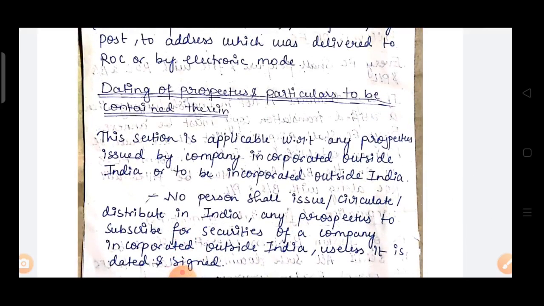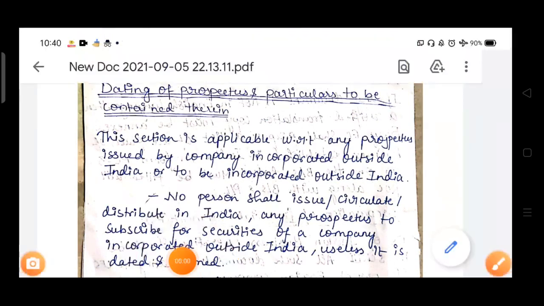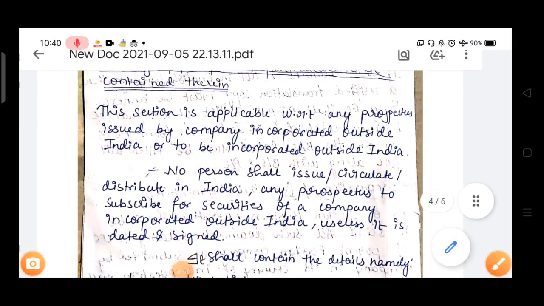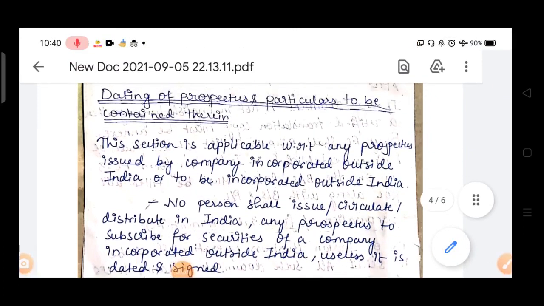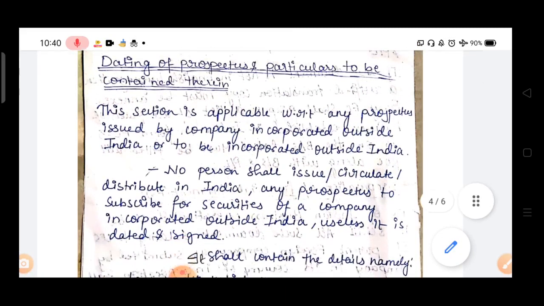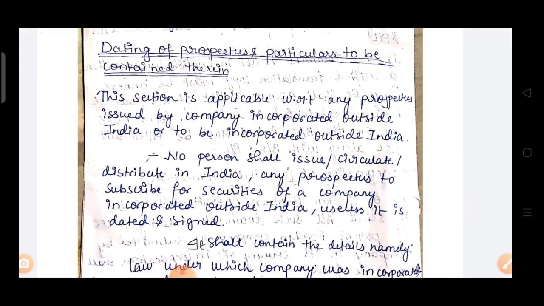Now, dating of prospectus and particulars to be contained therein. This section is applicable with respect to any prospectus issued by a company incorporated outside India or to be incorporated outside India. This section is applicable to any company which is incorporated outside India or which is not yet incorporated but will be incorporated outside India.